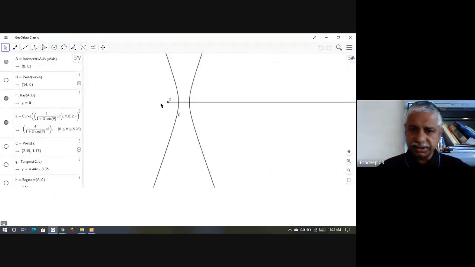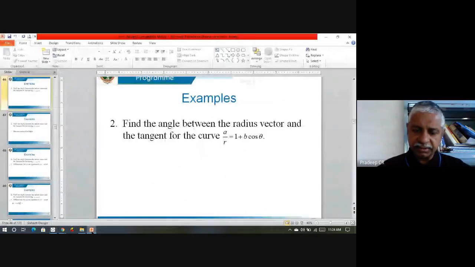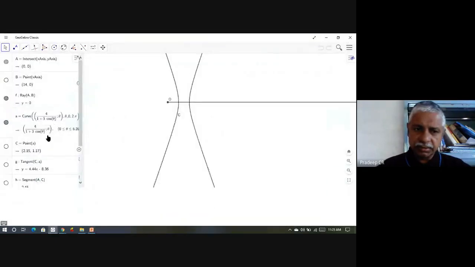So this is the initial line, and C is the curve given by... I think A and B are taken as something. What is A? Let's check. A is something in the numerator of R. So this is R. I have to simplify this.